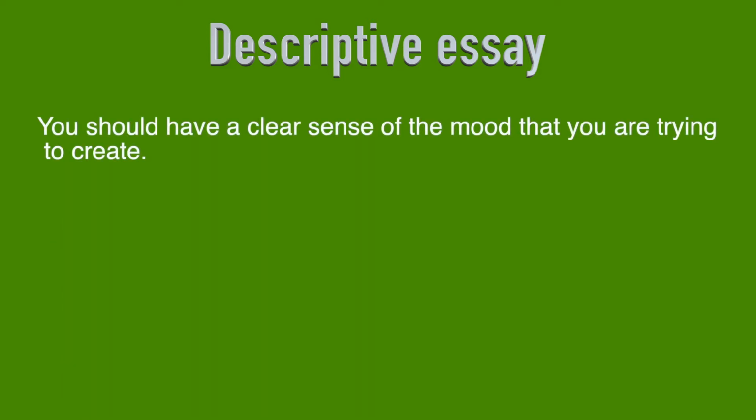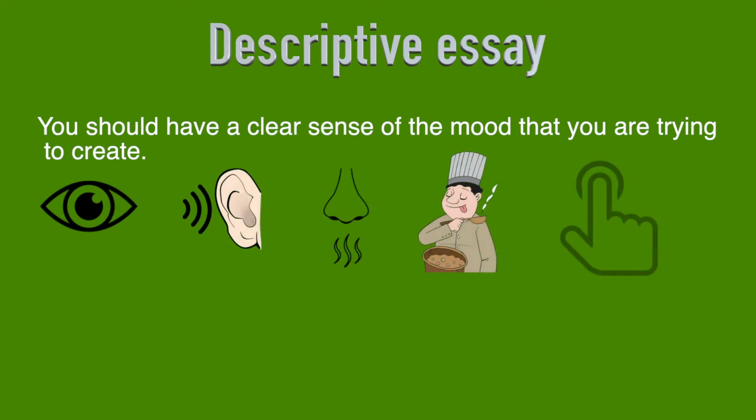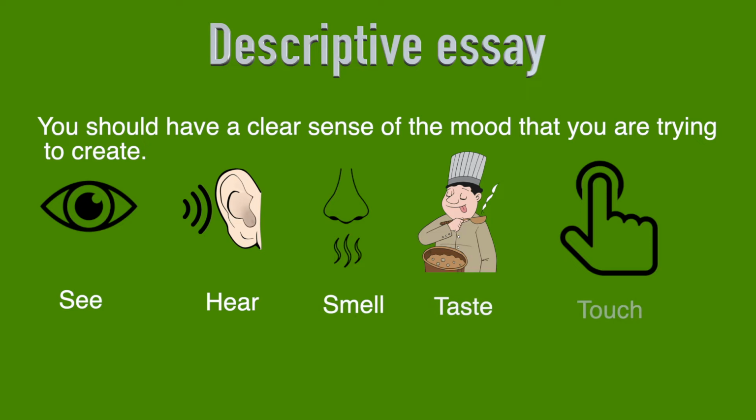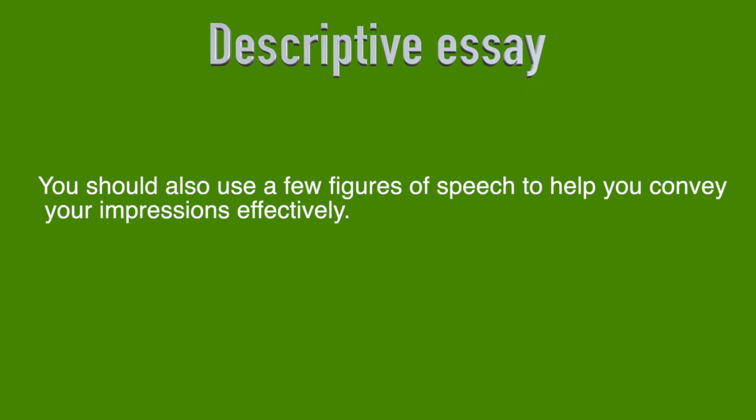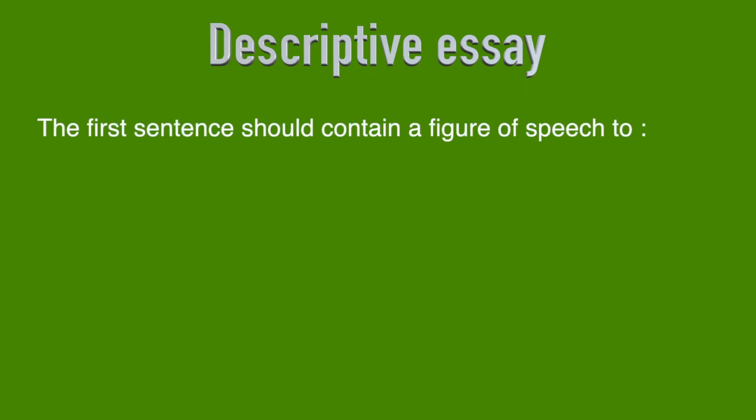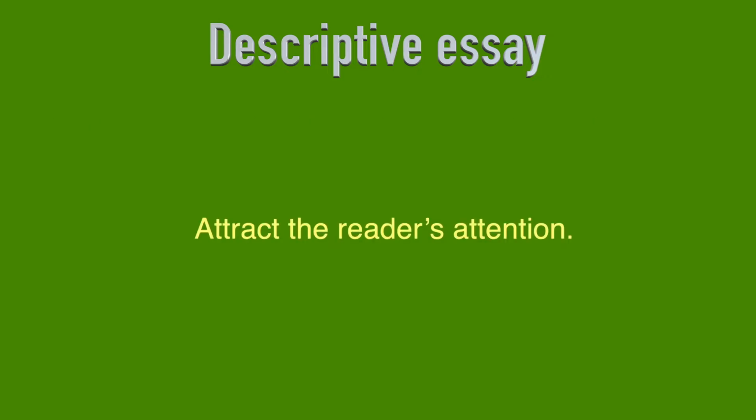You should have a clear sense of the mood that you are trying to create, and make sure you apply the 5 senses: sight, hearing, smell, taste, and touch, especially when describing a place. A description is a picture in words that helps the reader to see, hear, smell, or feel something that the writer has experienced. You should also use a few figures of speech to help you convey your impressions effectively. In particular, the first sentence should contain a figure of speech to attract the reader's attention.